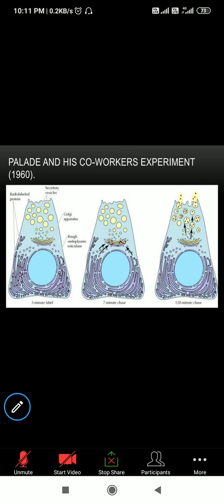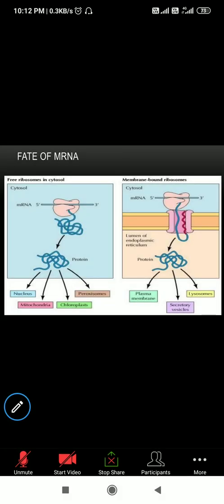So the endoplasmic reticulum is the major branch point for trafficking of proteins: whether a protein is sent further to the Golgi bodies or remains part of the endoplasmic reticulum. Here in this slide we have the fate of the mRNA. There are mRNAs which get translated in the cytosol.